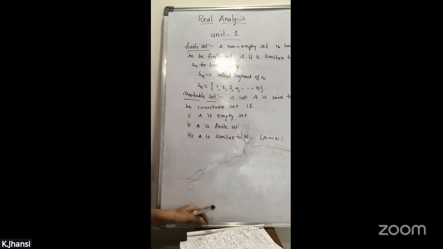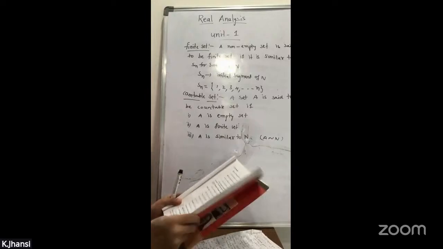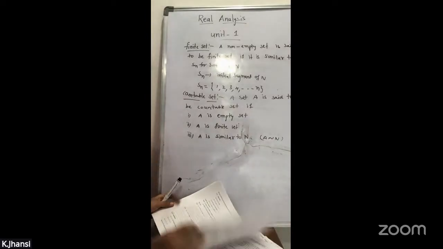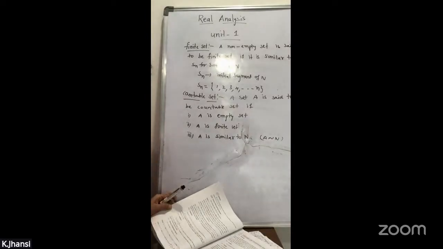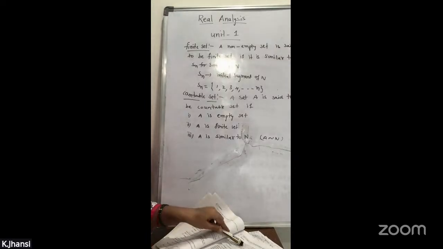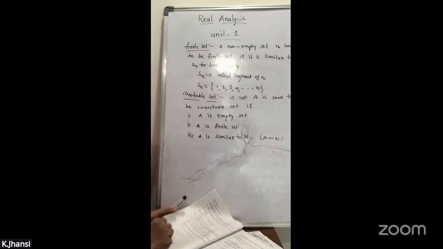You can see the theorems in test 2. On page number 9, you have the definition of the countable set. Okay. Next, page number 10, you have the main theorem. It is: the set of all rational numbers is countable.